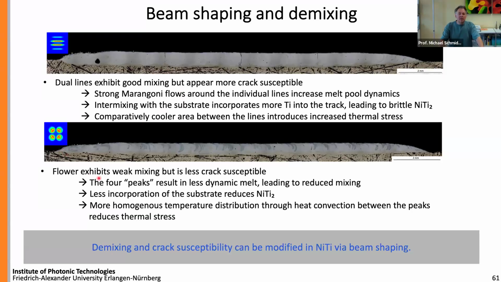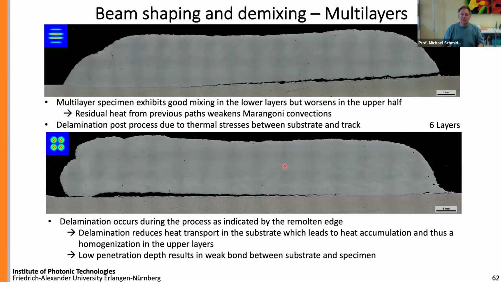With the flower with the 4 peaks, they have less dynamics, and you can see this also here in the 1 layer, or 1 line, that we built here. It's not so well mixed. It's not so susceptible to cracks. That's an advantage, obviously. So we built a bit more layers.